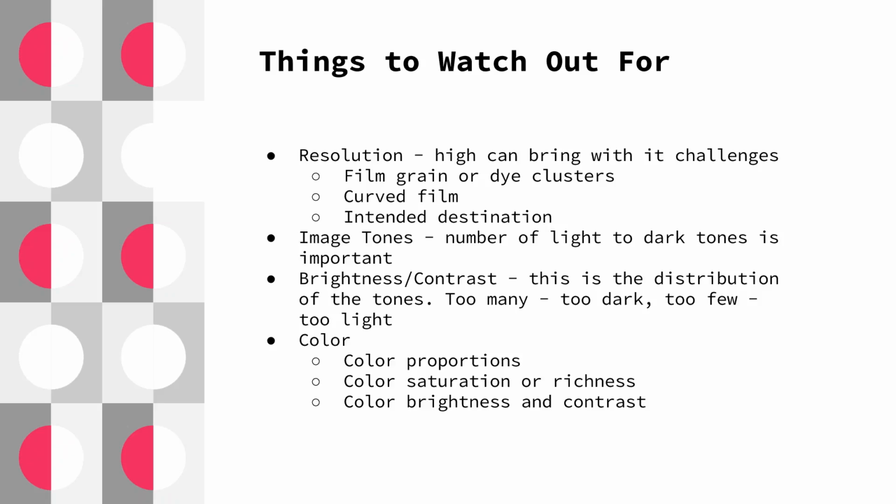The image tones is the number of light and dark tones. That's important. And the brightness and contrast is how they're distributed across. And that's kind of heading into more of our histogram type of representation that we spoke about a moment ago. Then there's color proportions and their saturation, their brightness, and their contrast as well. All of these are things that you'll want to watch out for.